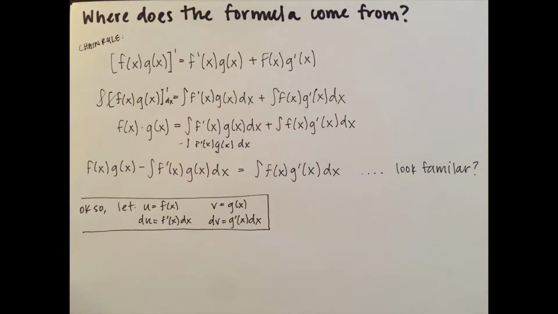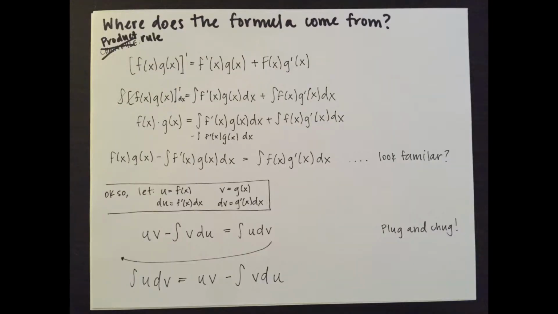At this point, this is exactly what our integration by parts formula is, just written in a different form, so let's use some substitution to make it look the same. So let's let u equal f of x and v equal g of x. That means the derivative of u is going to be f prime of x dx, and the derivative of v is going to be g prime of x dx. We can use those letters to substitute down, and we move that equation around, and we have our integration by parts.